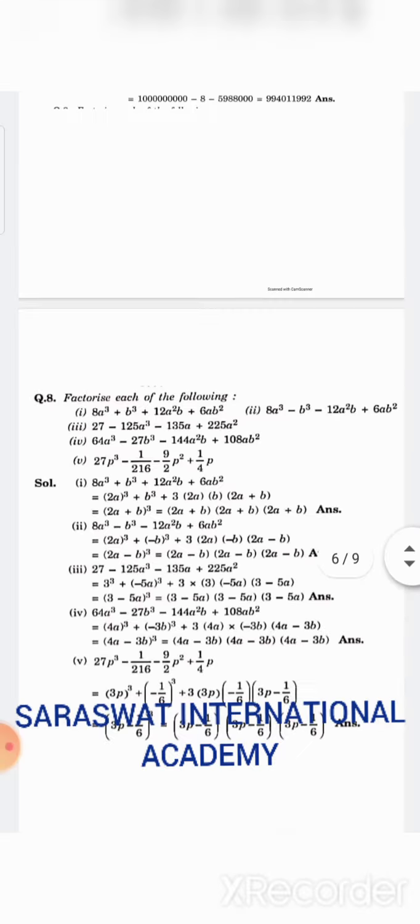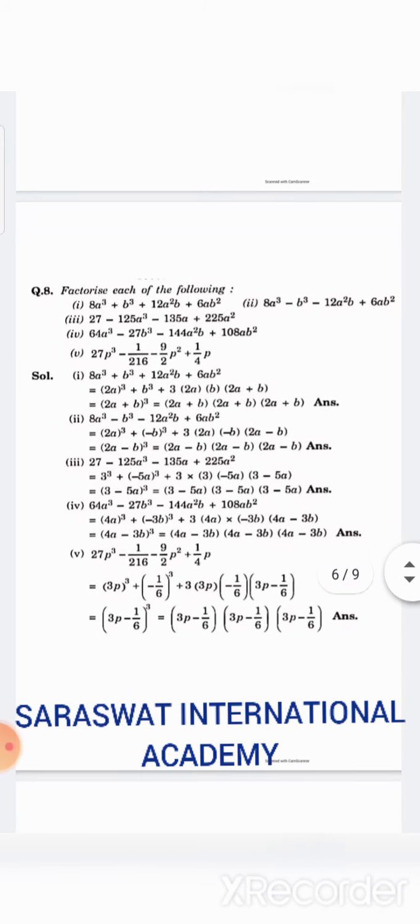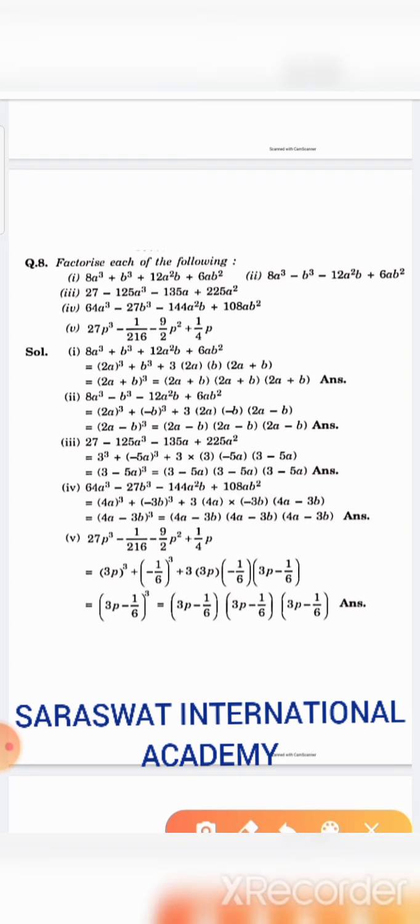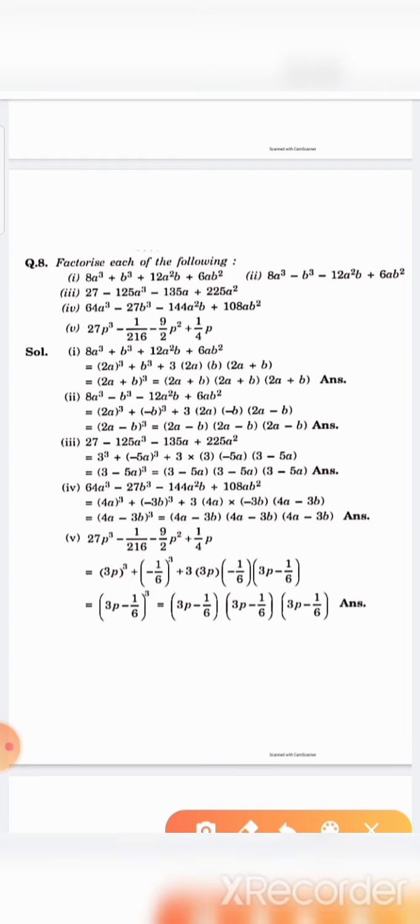In the exercise, question number 8 is factorize each of the following. So the polynomial is given by 8a cube plus b cube plus 12a square b plus 6ab square. It is in the form of the expansion of identity number 6. So first we write our identity number 6.